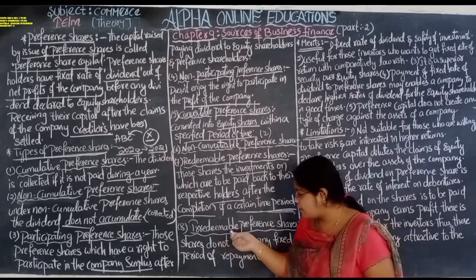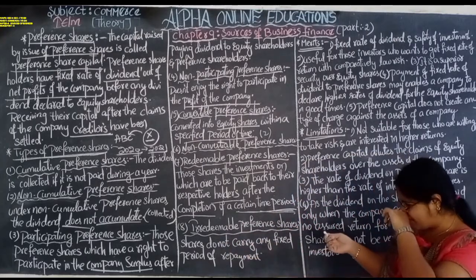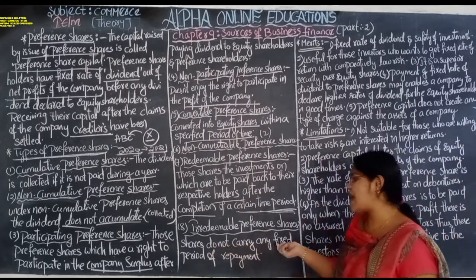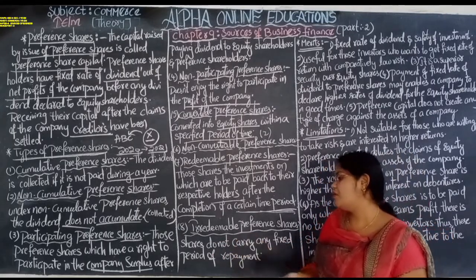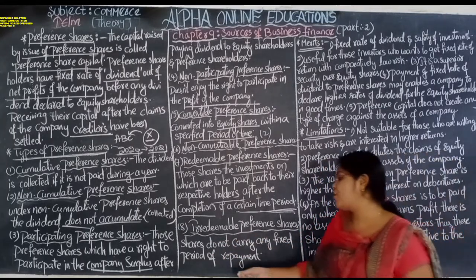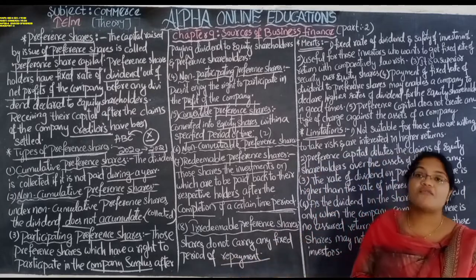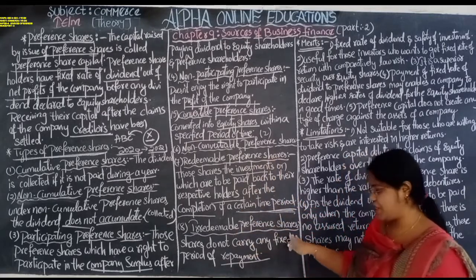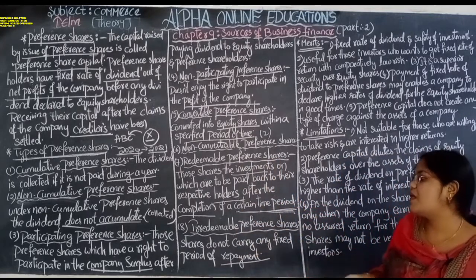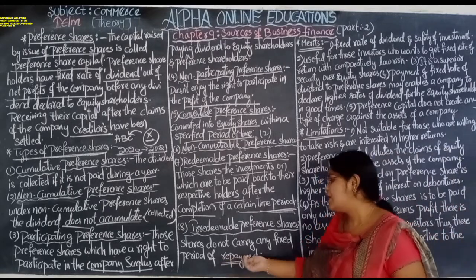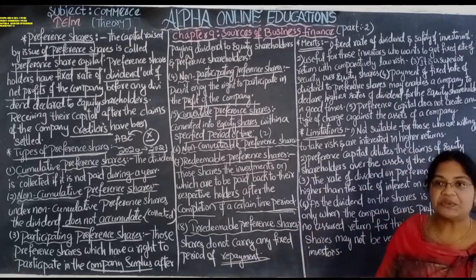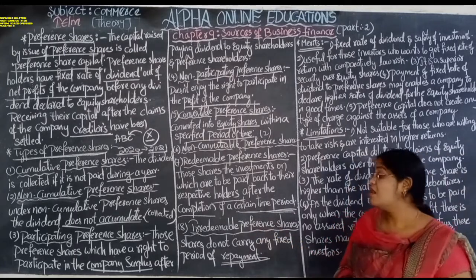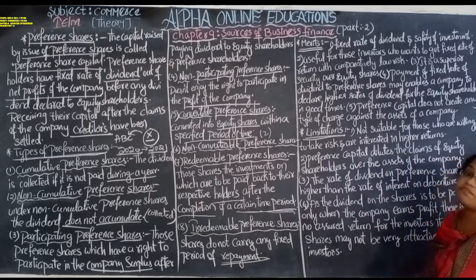Next, irredeemable preference shares. These shares do not carry any fixed period of repayment. So there is no need of repaying anything in the case of irredeemable preference shares. There is no need to repay the amount. Next one, merits.